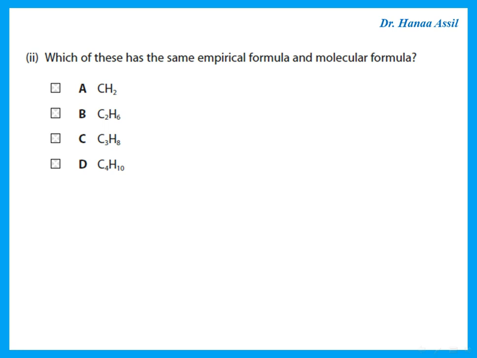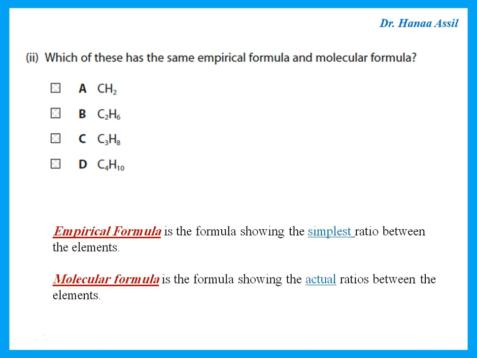Which of these has the same empirical formula and molecular formula? Do you remember what is meant by empirical formula and molecular formula? We said before that empirical formula is the formula showing the simplest ratio between the elements. You cannot simplify it further, then that is called empirical formula. Molecular formula is the formula showing the actual ratios between the elements.